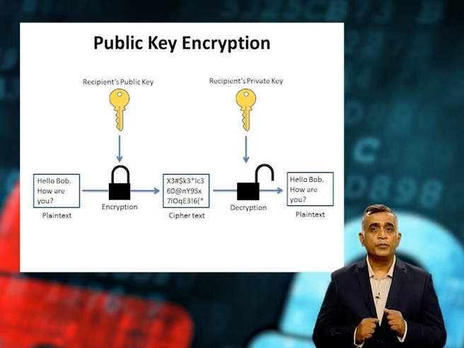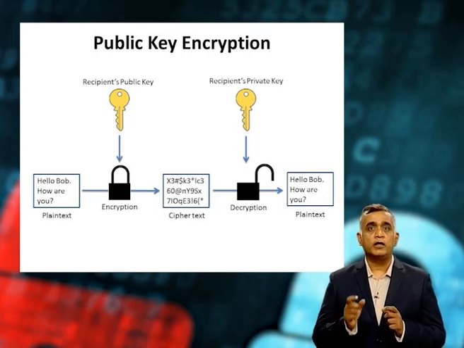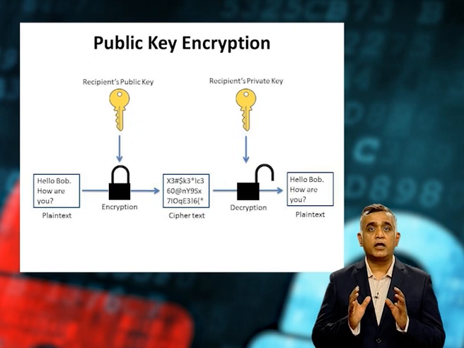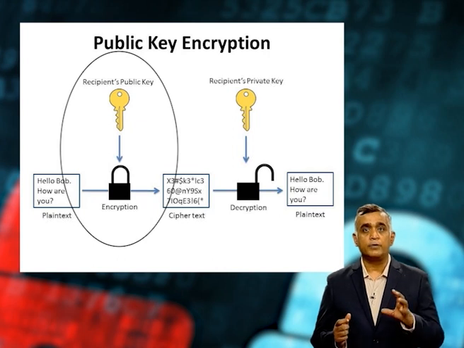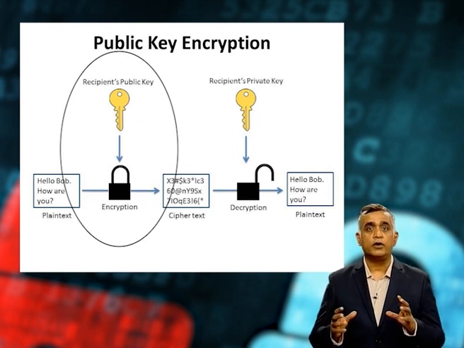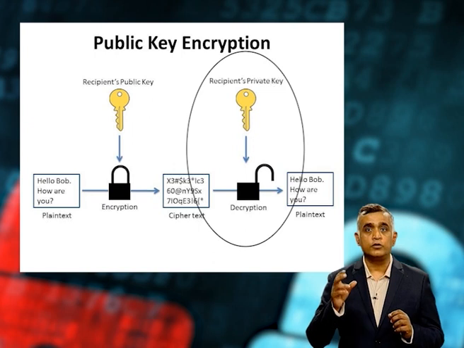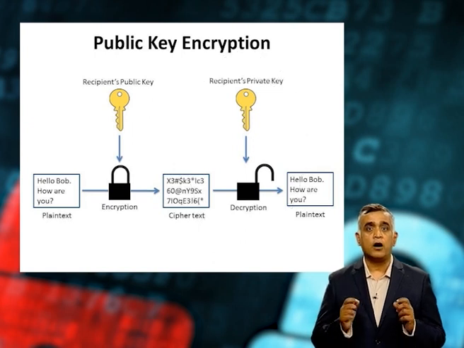Let us first see how public key encryption and decryption performs. In this, a key pair of a public key and a corresponding private key is used. The public key will be used for encryption purposes and the corresponding private key will be used for decryption. Now, let us see how it works.